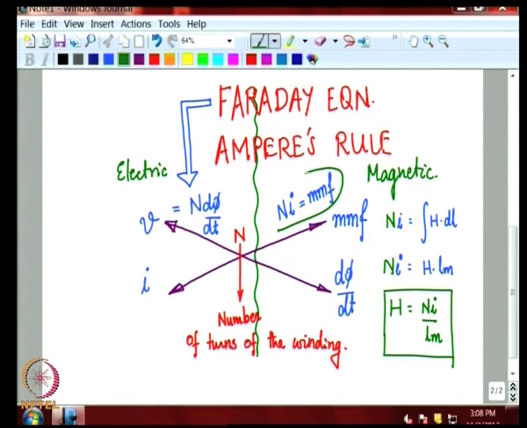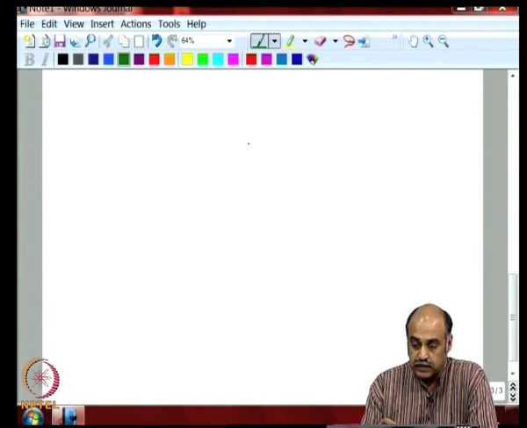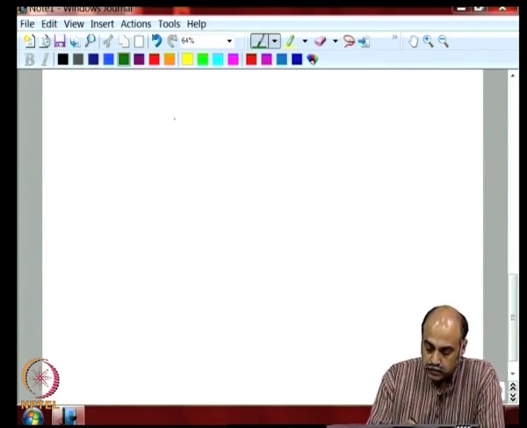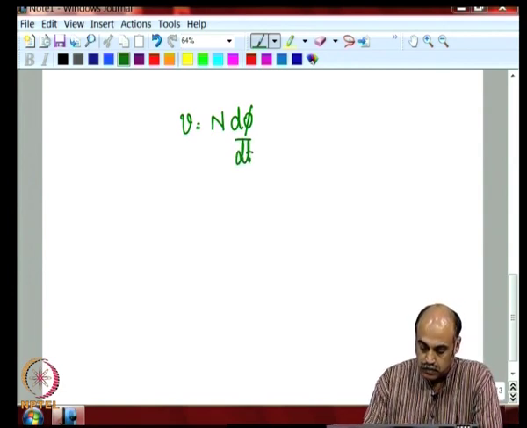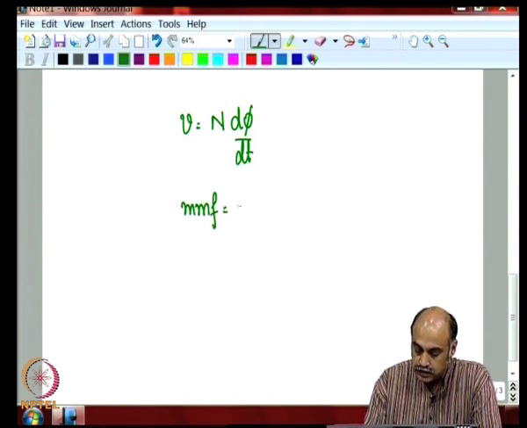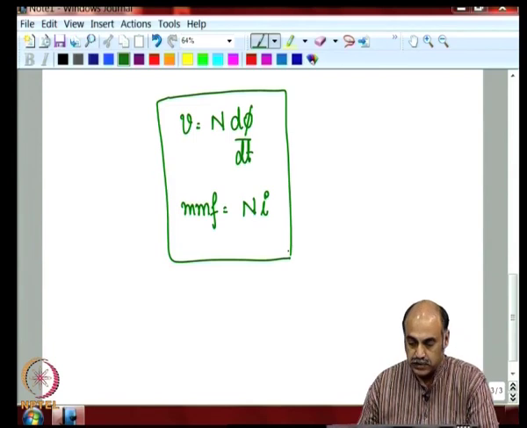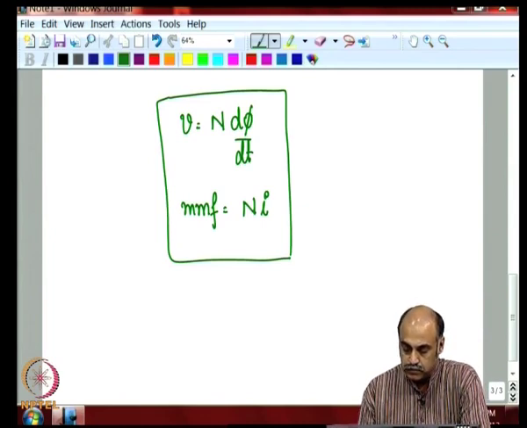From Ampere's rule we have this, and from Faraday's law we have these. These two laws are the most critical principles on which the entire interaction between the magnetic field and the electrical domain rests. So, V is equal to N d phi by dt, and MMF is equal to Ni. These two rules are the foundations for all the other magnetic-based equations that are used in design.